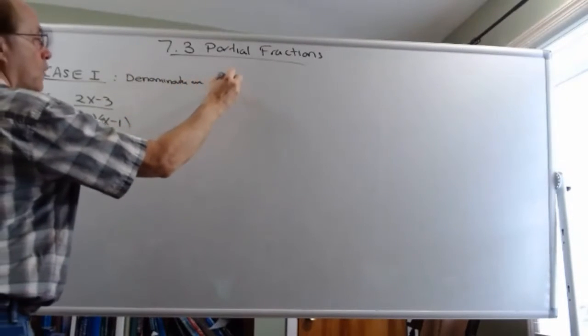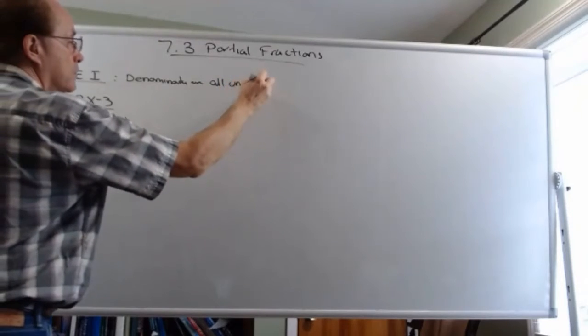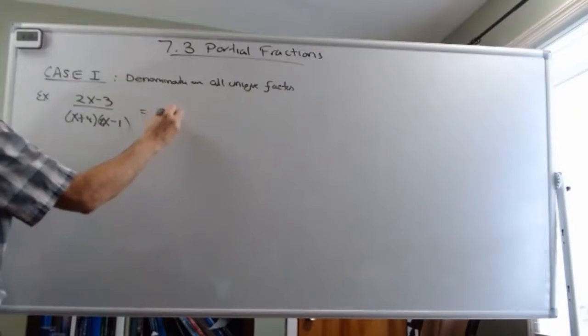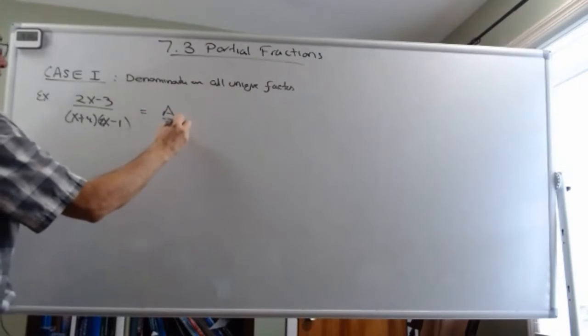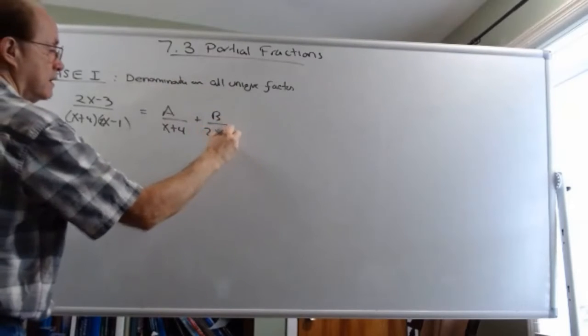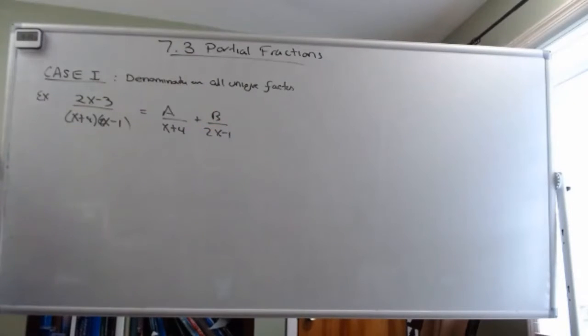So in this case, the denominators are all unique factors. And how would I set it up? A over the first factor plus B over the second factor. And then solve it as we did yesterday. Okay, not all of them are of that form. Sometimes you have a repeated factor. So this is case 2.